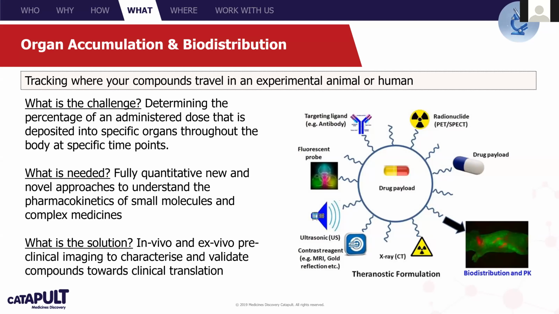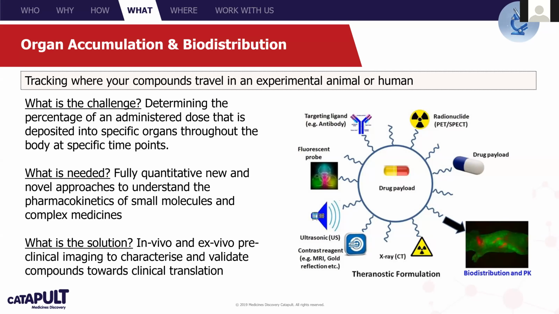Why is assessing organ accumulation and distribution important? Quite simply, it enables us to track exactly where a compound is travelling in an experimental animal or human. It's an important assessment that is commonly done for small molecule drugs as well as complex medicines. The challenge we have is in quantitatively determining the percentage of administered dose in specific organs throughout the body and at specific time points.